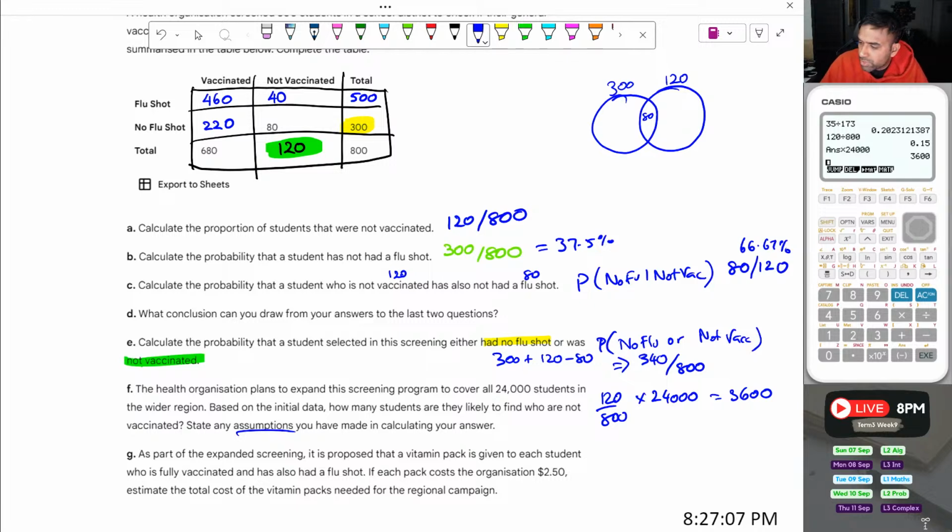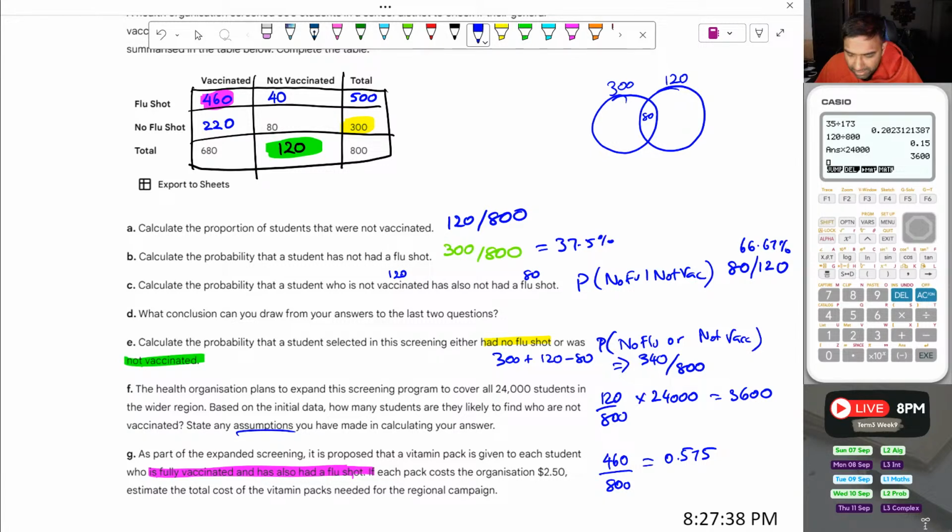All right, let's have a look at this question. So we've got fully vaccinated and has had a flu shot. That's actually 460. So fully vaccinated and had a flu shot, that's going to be 460. So we've got 460 out of 800, which equals 0.575.